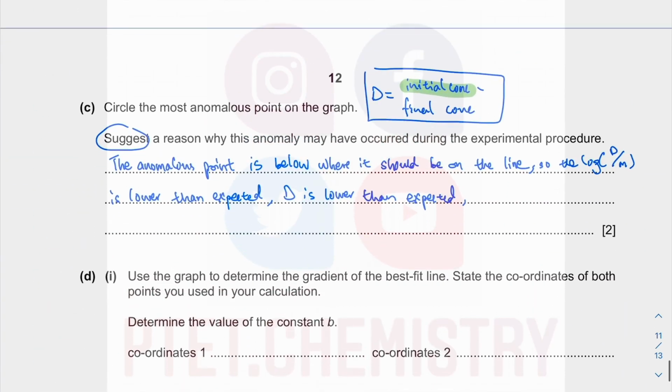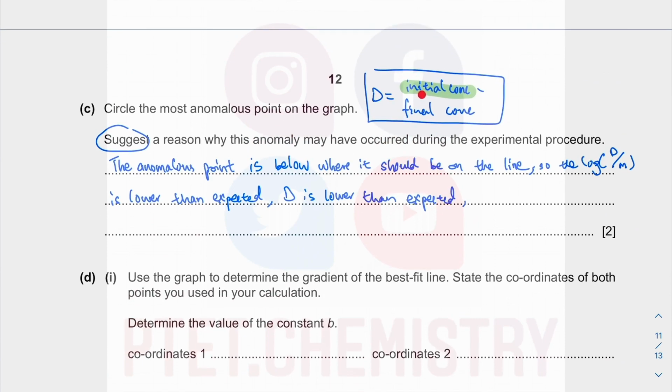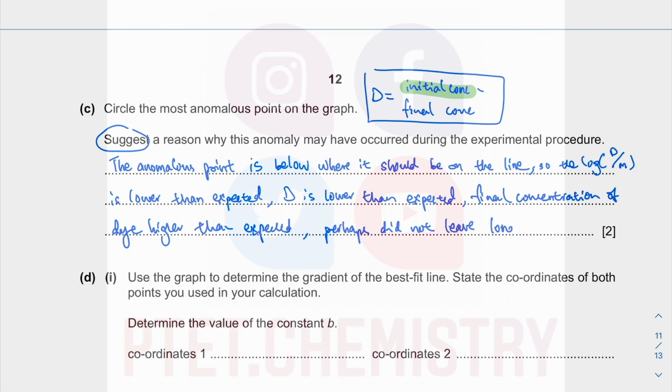So if we want D to be lower than expected, so that is 25 minus something, that will be lower. That means the final concentration of the dye is higher than expected. And why is the final concentration of the dye higher than expected? Perhaps it did not live long enough, i.e.